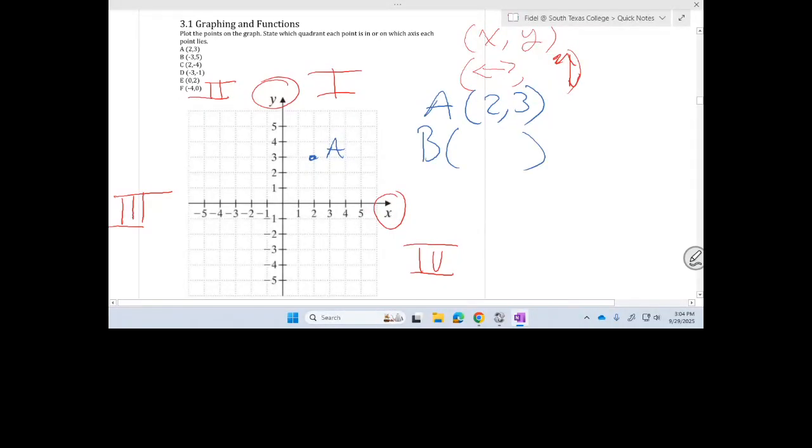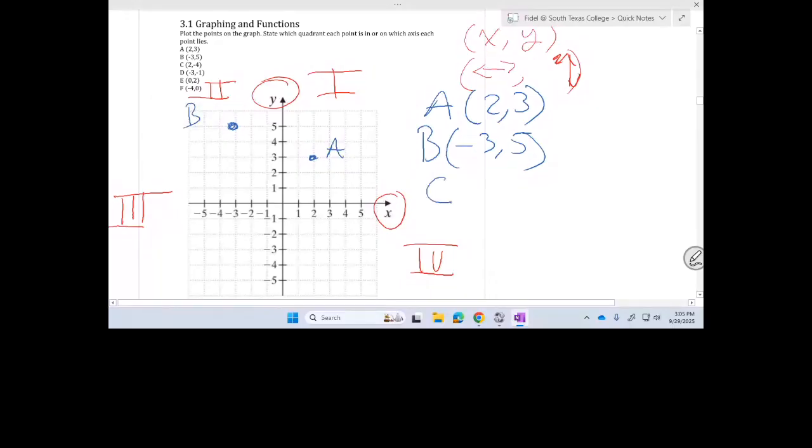Let's take a look at the point B. The point B has coordinates -3 and 5. Remember, the first number tells me how to go left and right, so I'm going to go to the left 3. And then since the second number is a +5, which way do you think I should go? Up 5 or down 5? Up 5, right? So right here, boom. There's our point B.